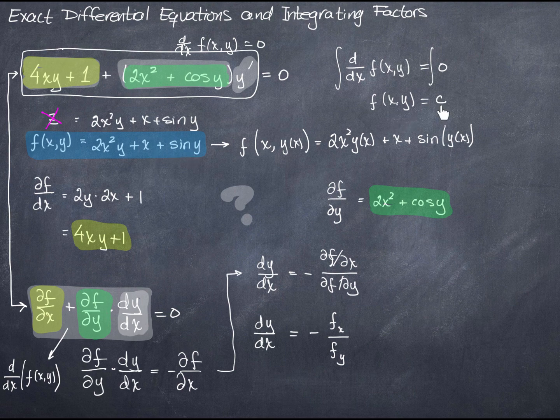I mean, this is a general solution. I don't know what C is. I don't have a particular solution here. I don't have any initial conditions. But as far as solving one that looks like this, this is essentially your answer. F of x, y in this case is 2x squared y plus x plus the sine of y. And that's equal to a constant.